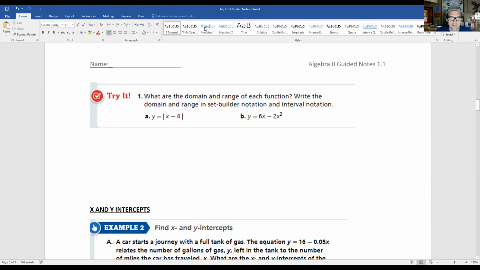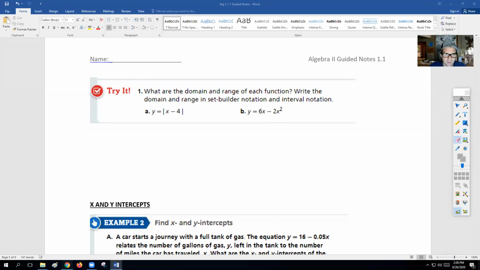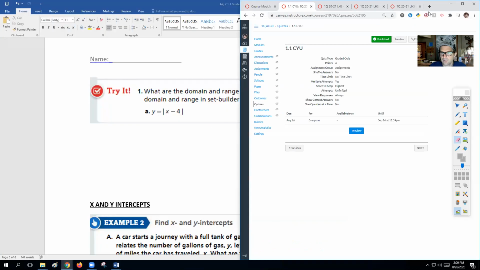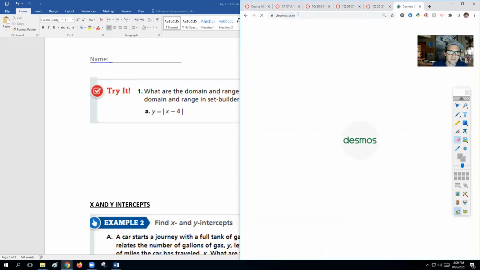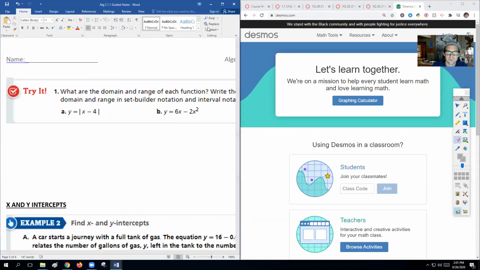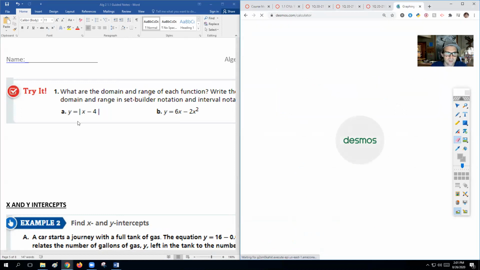So let's see, I'm going to do a new share here. I can do my screen. I think this is what I can do here. Let's put up Desmos here. Let's split screen this, and I'm going to double check that that's what you see. You see both of them. All right, let's go to the graphing calculator.